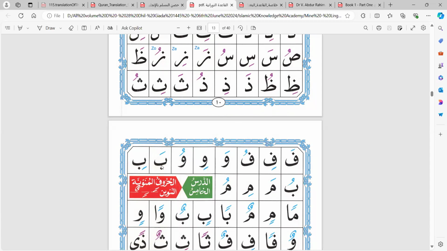Then we go to ba, ba fatha ba, ba kasra bi, ba dhamma bu. Together ba, bi, bu. Then we go to mim, mim fatha ma, mim kasra mi, mim dhamma mu.